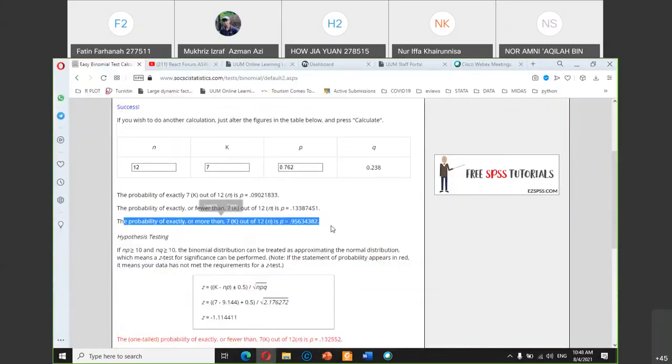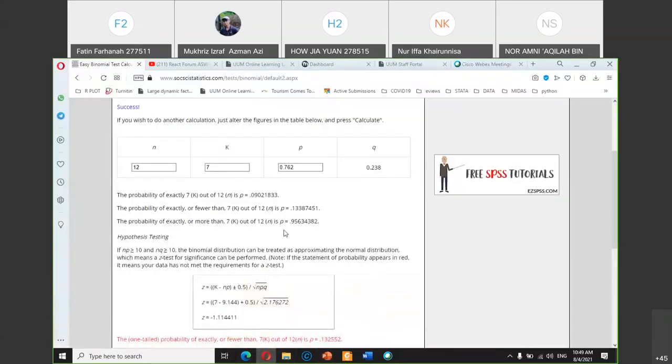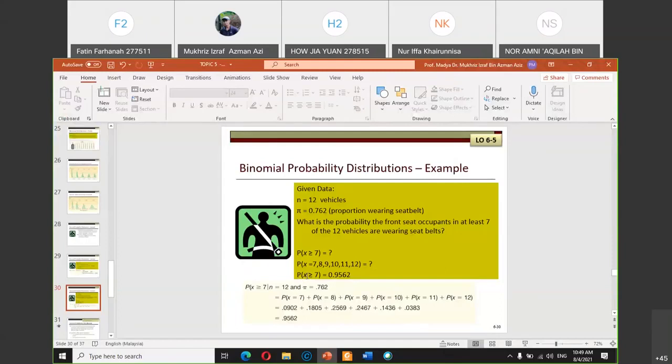So you can use directly this answer, meaning you get 0.9563, which is similar to this one, 0.9562. It will just maybe differ by 0.0001, just a slight difference. But if you round up to 3 decimal places, it will be the same answer, 0.956. So for the third one, it will be similar to what you are looking at here, 7 or more. So what if, from the same example, I change the question to at least 8.